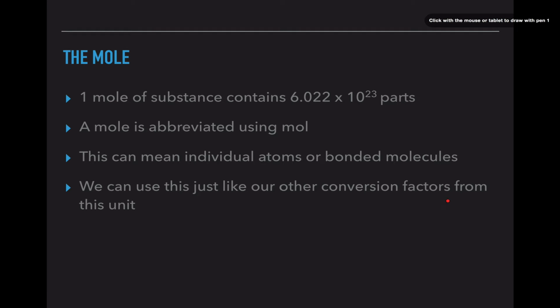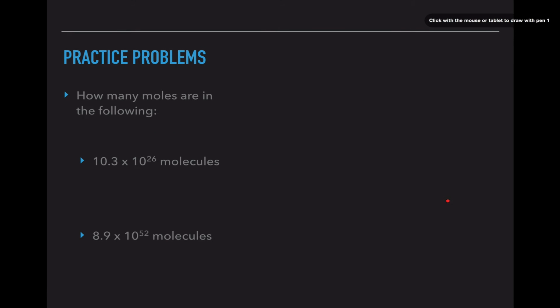A mole is abbreviated using MOL, and no, I don't know why they only take one letter off. This can mean individual atoms if we are looking at an individual element, or bonded molecules if we are looking at a compound. And we use this just like we use other conversion factors from this unit. So we're going to set up our dimensional analysis, we are going to make our conversion factor fraction bars, multiply across the top, multiply across the bottom, and simplify. So here are some practice problems.